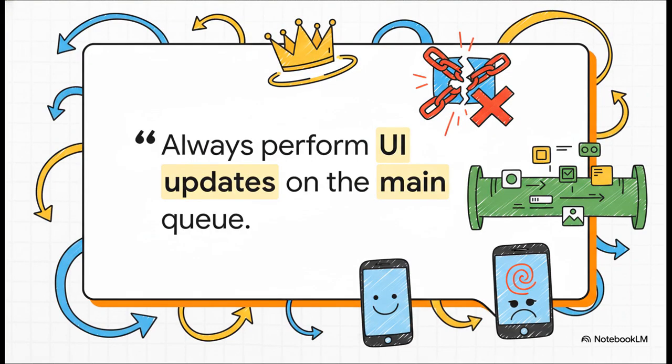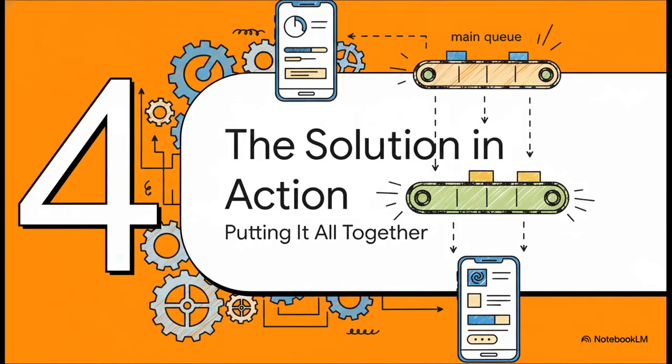So here it is. This is the whole thing in one sentence. The golden rule: always, and I mean always, perform your UI updates on the main queue. No exceptions. Any change to what the user sees, no matter how tiny, has to be done by the main thread. Okay, enough theory. What does this actually look like in our code?